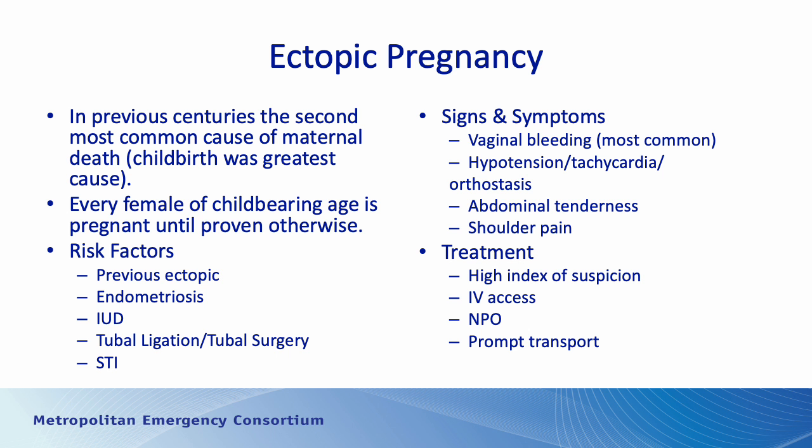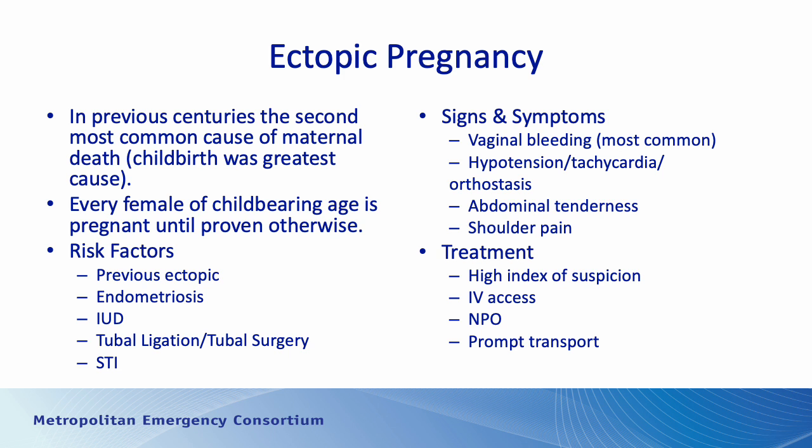Another thing we've talked about before is the ectopic pregnancy. In previous centuries, it was the second most common cause of maternal death. The most common cause of maternal death was childbirth. Every female these days who is of childbearing age is pregnant until proven otherwise. So for anybody with abdominal complaints who is female and of childbearing age, we need to verify they are not pregnant, because if they are pregnant, they have an ectopic until proven otherwise, particularly if they have lower abdominal pain.